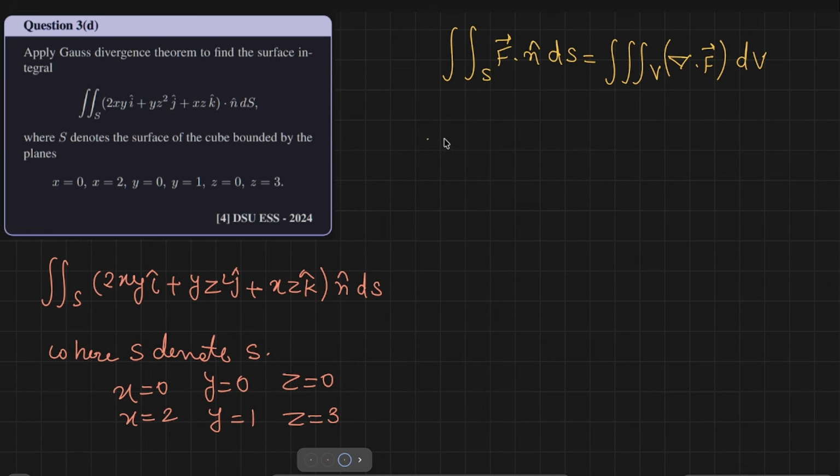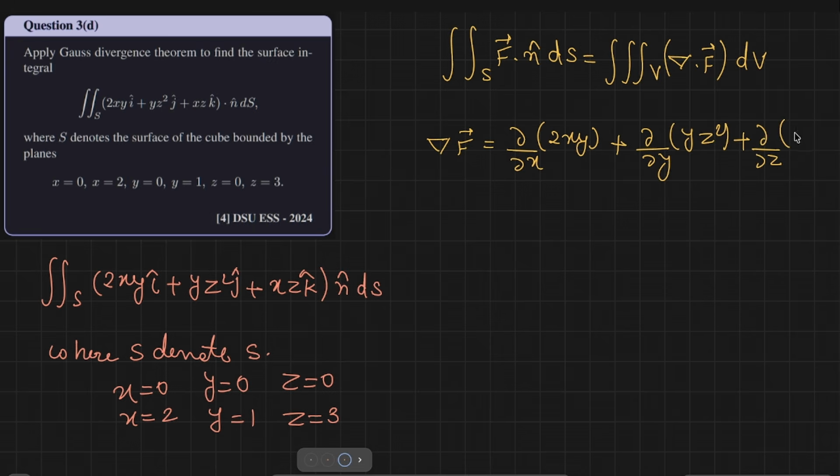So you have to find the divergence of F, meaning the partial derivative with respect to x of 2xy, which will be 2y. The partial derivative of yz square with respect to y gives z square. The partial derivative of xz with respect to z gives x. When you solve this, it will be 2y plus z square plus x. This is your function, basically the divergence.